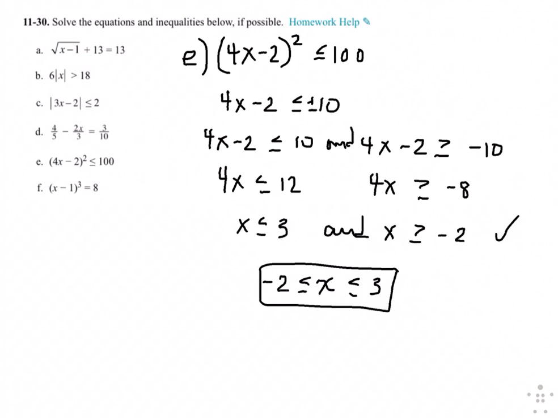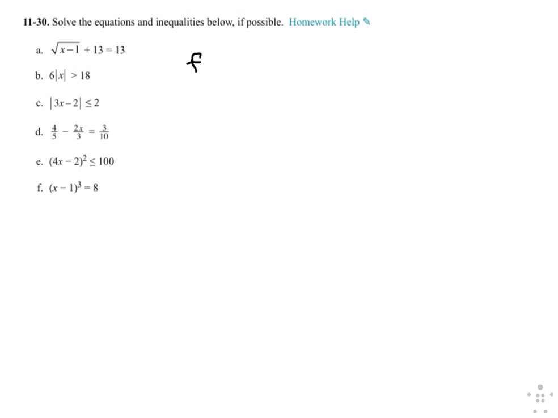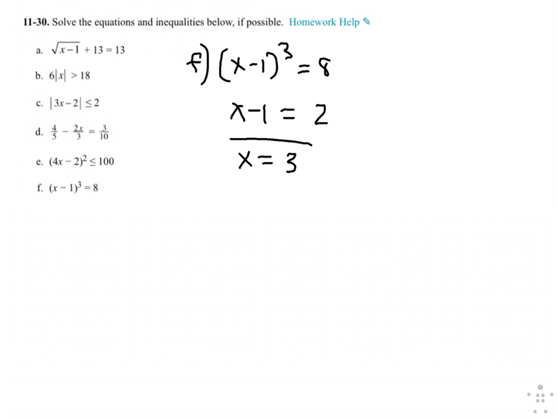Okay, and for F, let's do F. For F, we have x minus 1 cubed equals 8. So if I take the cube root of both sides, I get x minus 1 equals the cube root of 8, which is 2, because 2 times 2 times 2 is 8. And then add 1 to both sides, x equals 3.